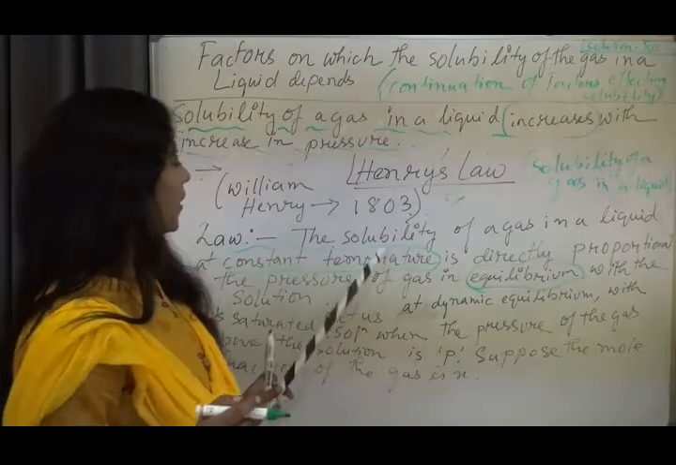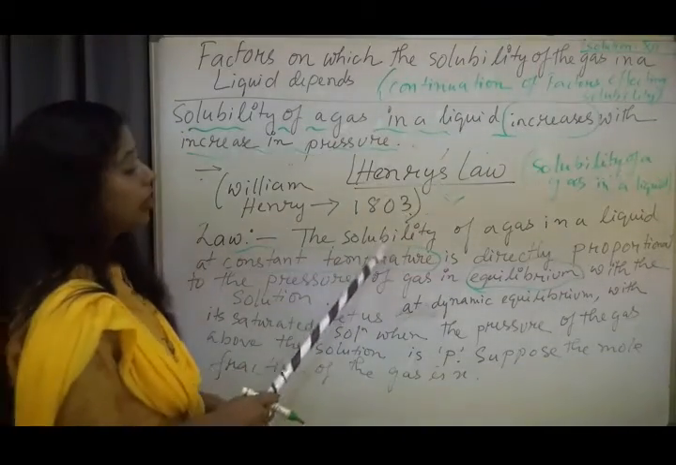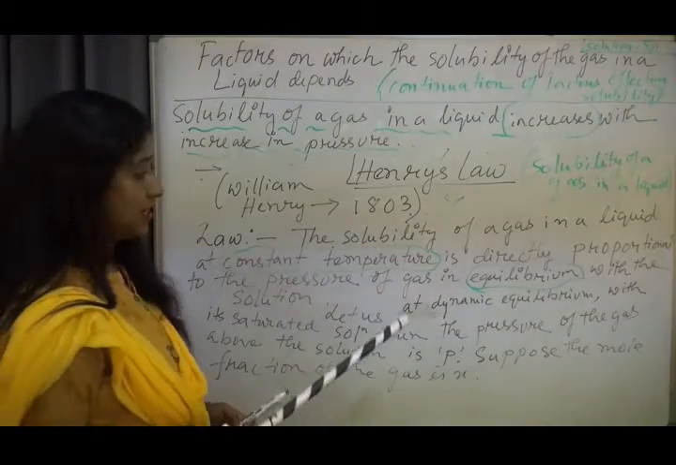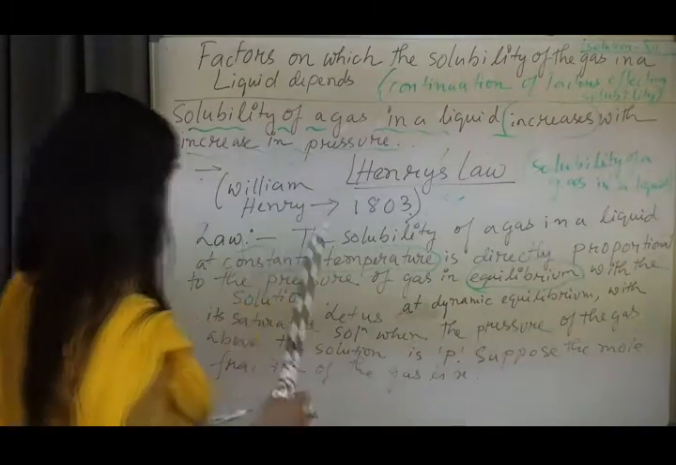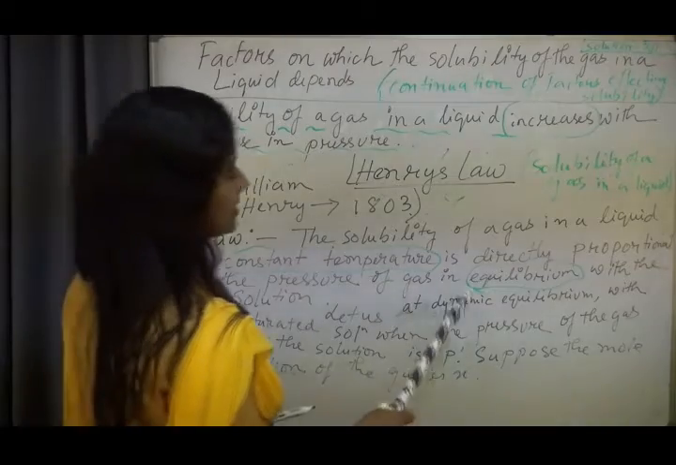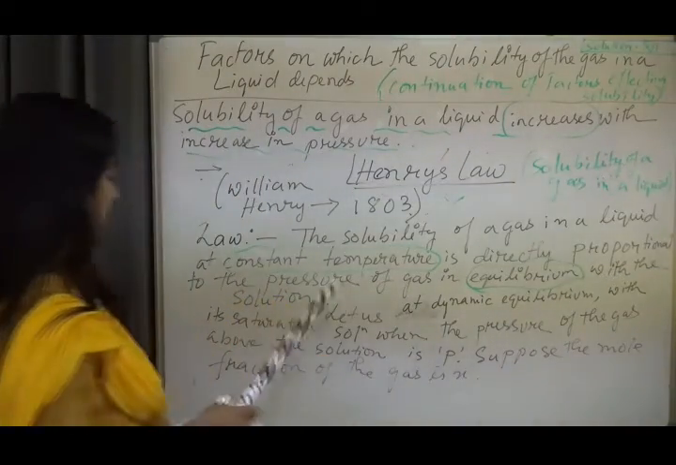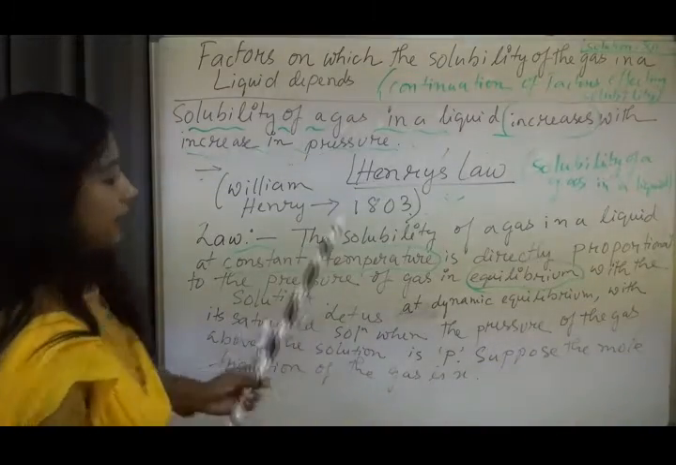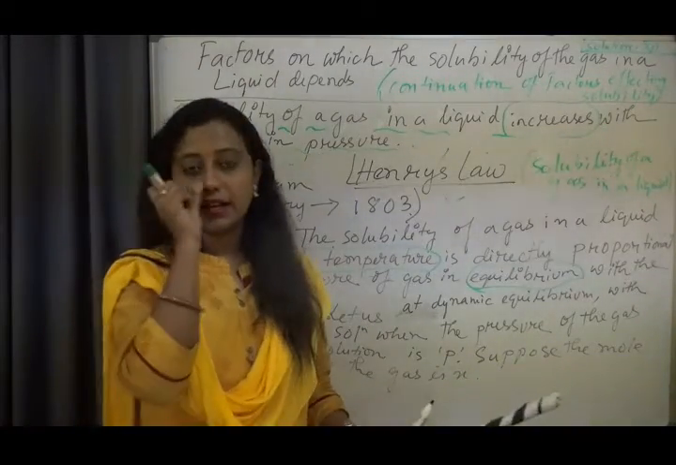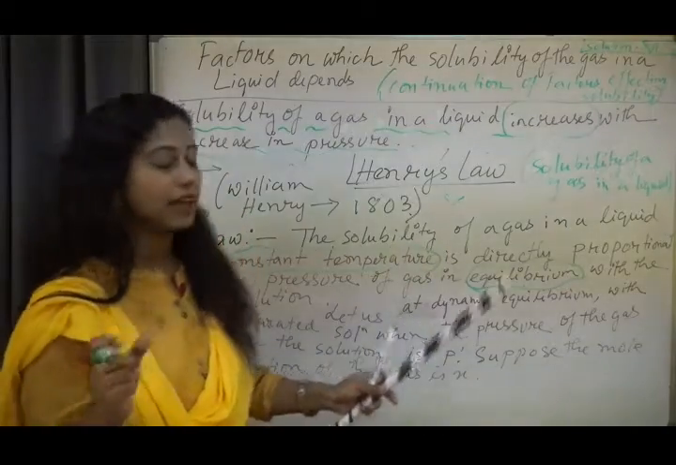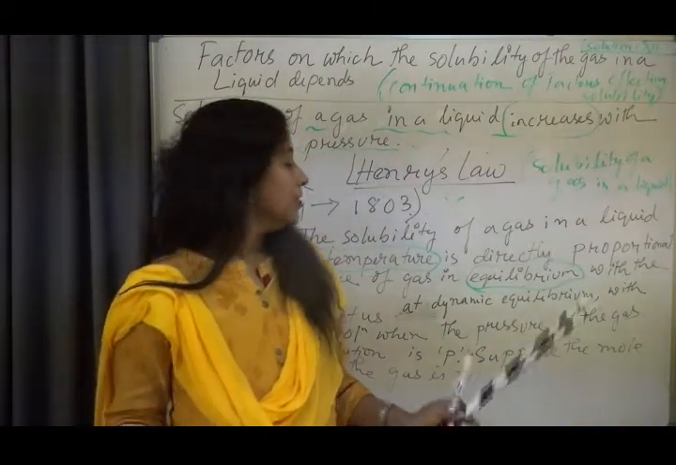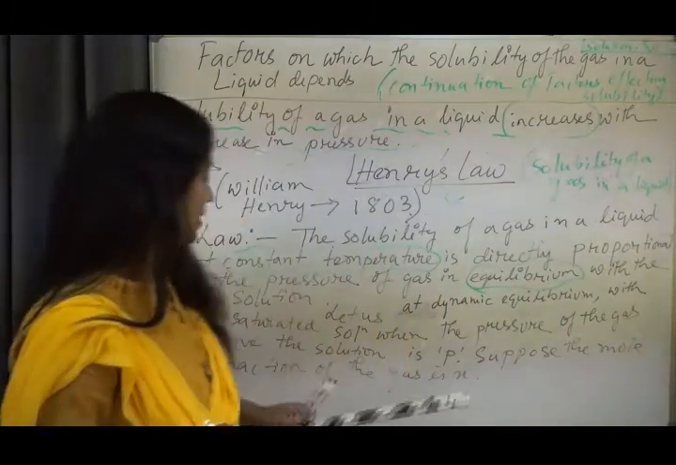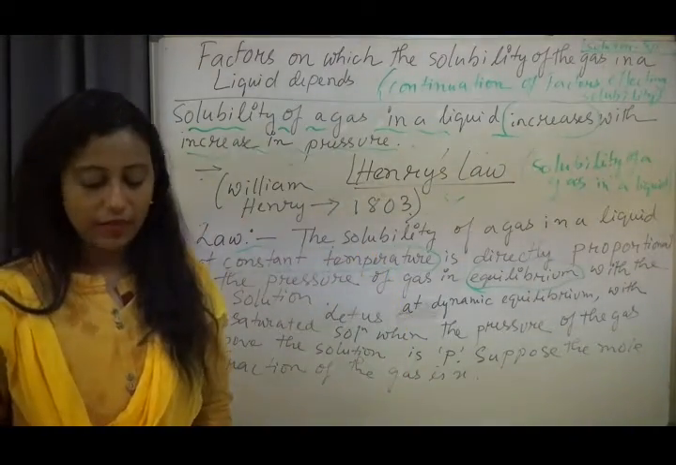So what does the law state? The solubility of a gas in a liquid at constant temperature is directly proportional to the pressure of the gas in equilibrium with the solution. So at constant temperature, the solubility of the gas is directly proportional such that the gas is at equilibrium. Suppose I have taken one gas.